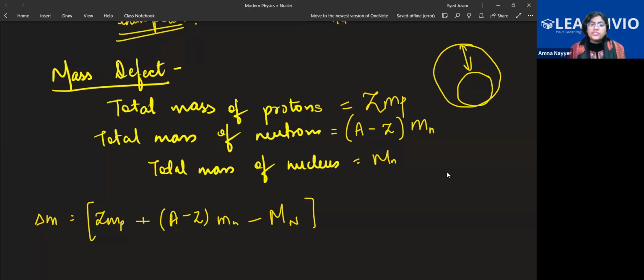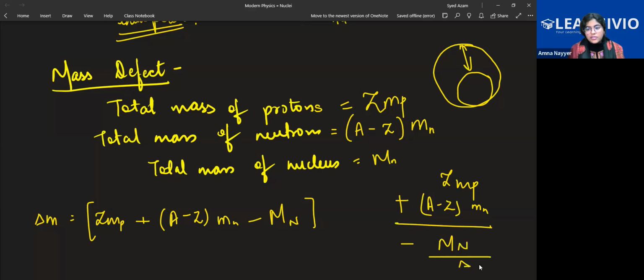So what we do, we first see what is the mass of the nucleons that are present. Means Z Mp, that is the mass of protons, plus (A minus Z) Mn, that is the mass of neutrons. This will give me the total mass. I'll subtract the mass of the nucleus from this. So I'll get whatever is the change, that is the mass. That is written in this formula.